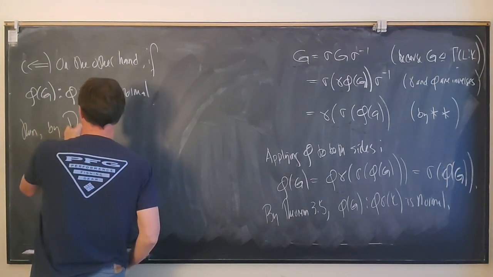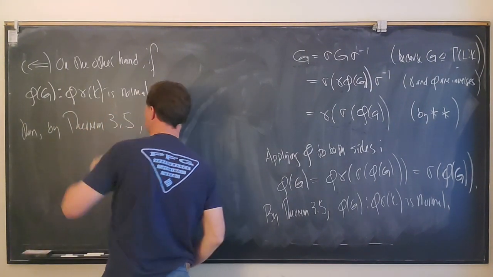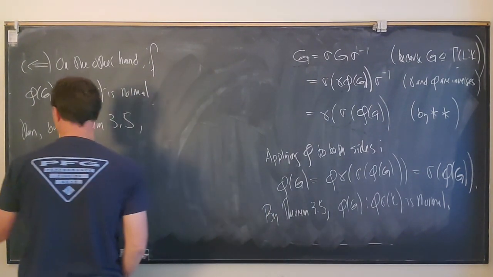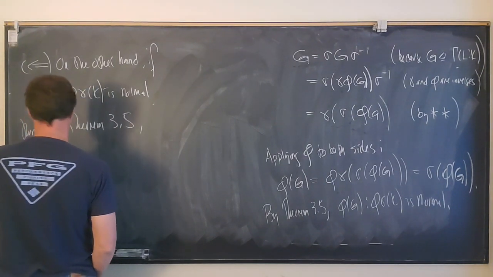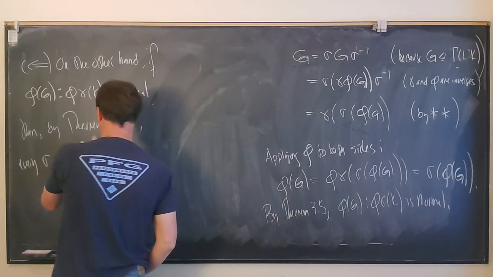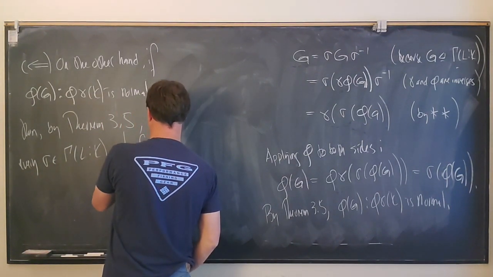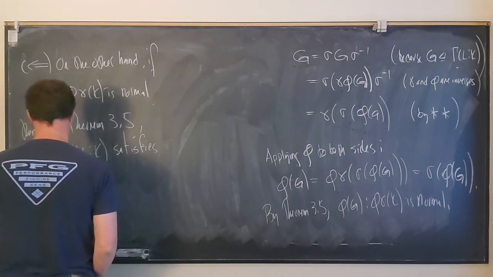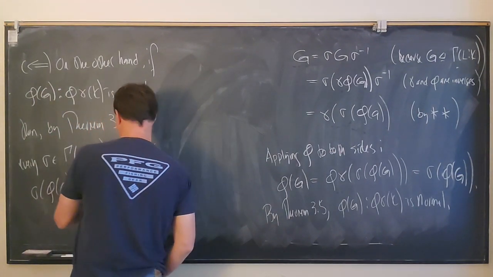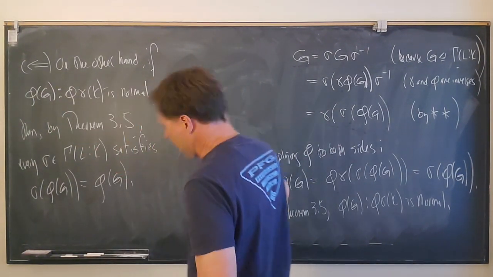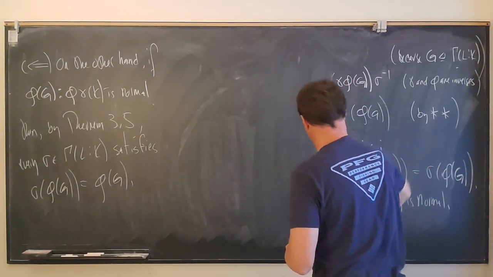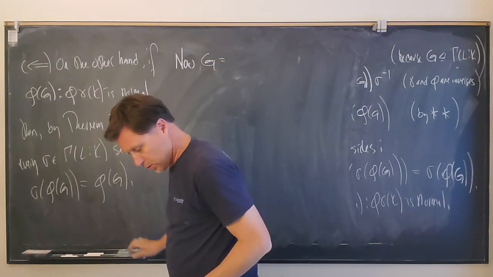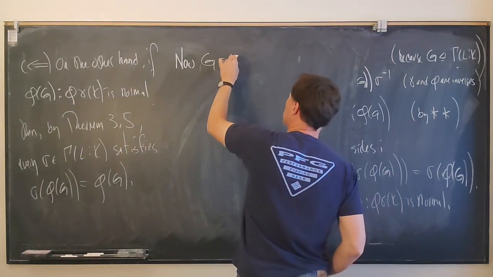by theorem 3.5, every time we take a sigma, so let's say every sigma in gamma L over K, it satisfies this same equation that we had a second ago. So sigma phi of G equals phi of G. And so now G is equal to gamma phi of G because of the inverse relation.